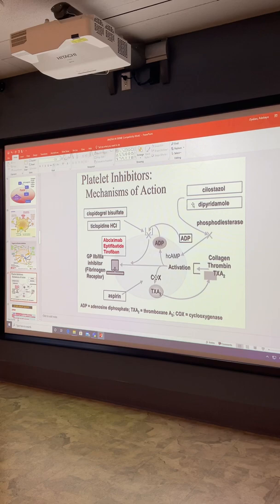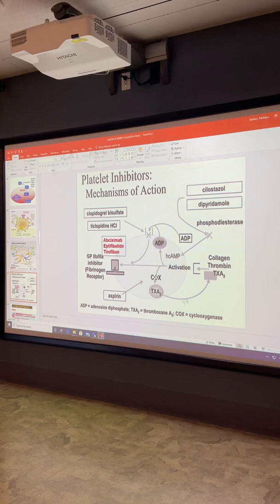You with me? Okay. So if you want to use phosphodiesterase inhibitors, you have two examples that you can use: cilostazol and dipyridamole. Those are phosphodiesterase inhibitors. When cyclic AMP is formed, they do not allow the cyclic AMP to break down. So cyclic AMP accumulates. And in this case, you have the examples of the GP2B3A receptor.